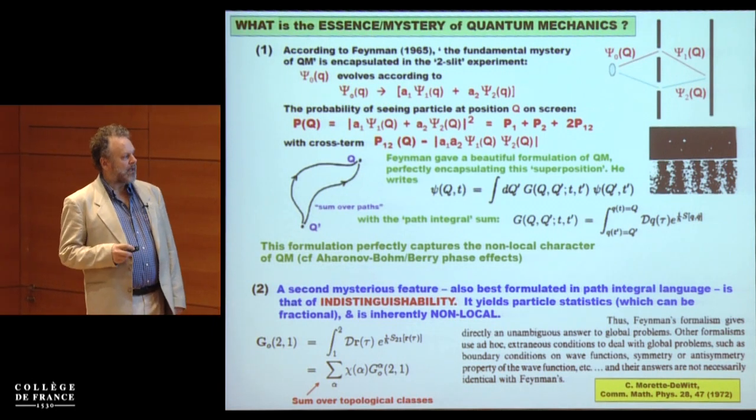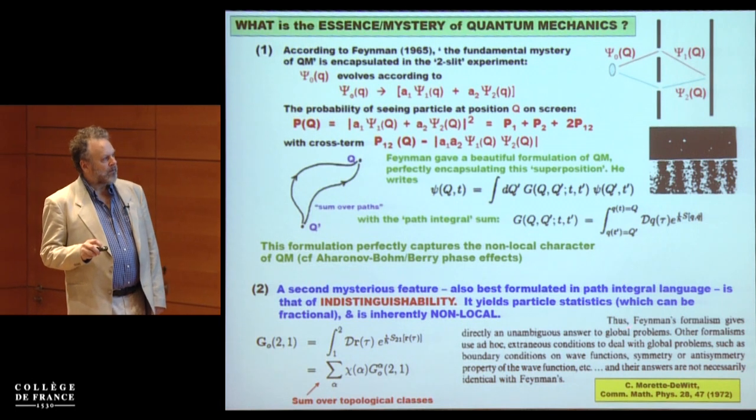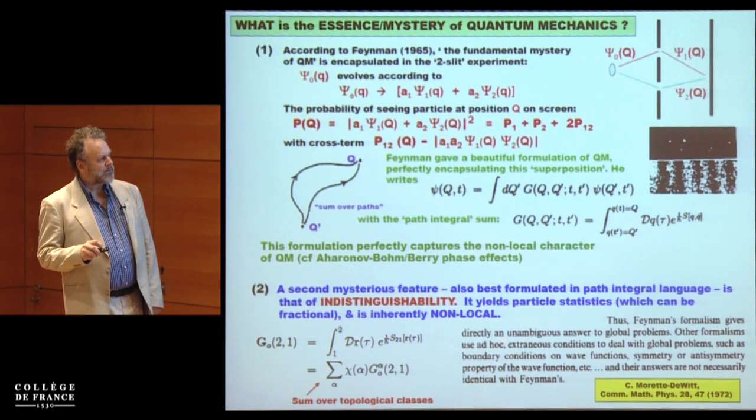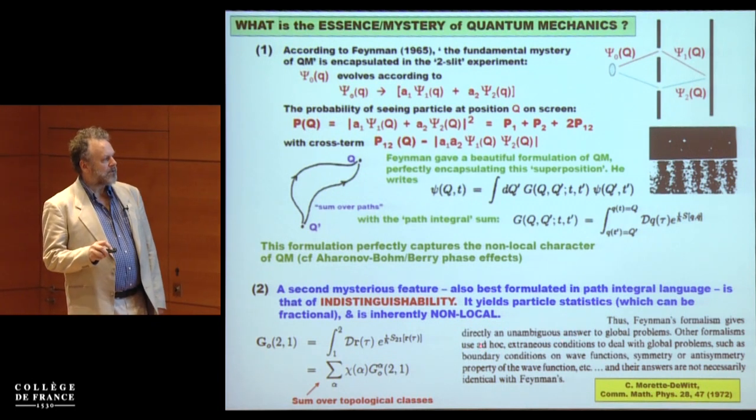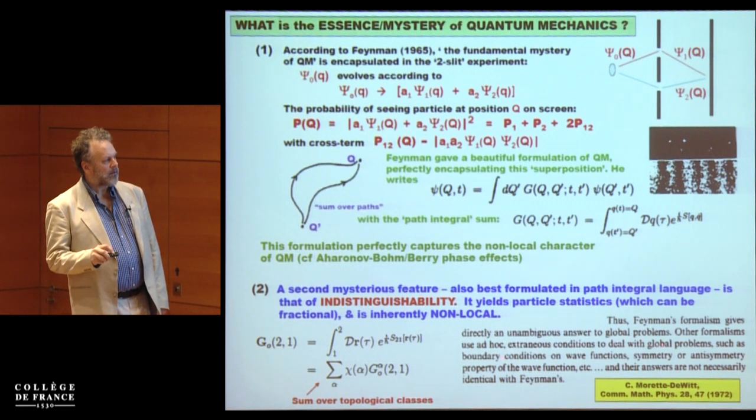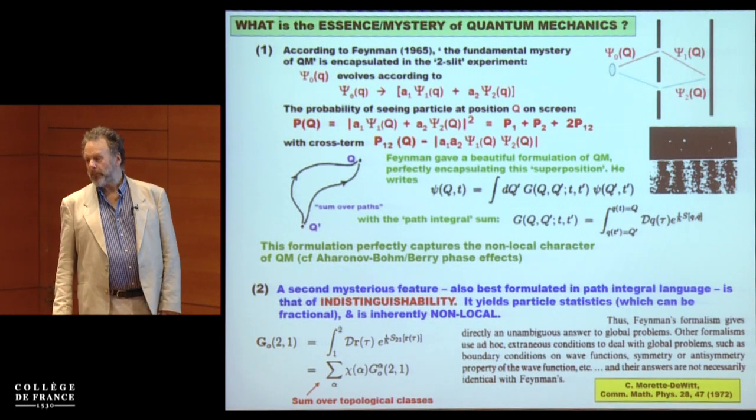And in fact, she was relying on this insight. So she says here, Feynman's formalism gives directly an unambiguous answer to global problems. Other formalisms use ad hoc extraneous conditions to deal with global problems, such as boundary conditions on wave functions, symmetry or anti-symmetry properties of the wave function, and so on. And this is the key point, their answers are not necessarily identical with Feynman's.